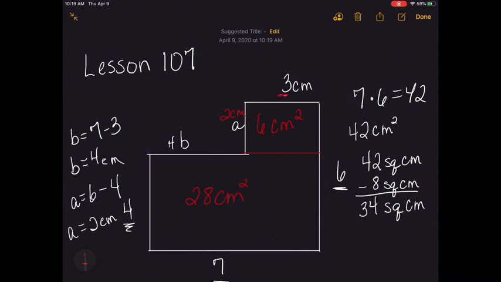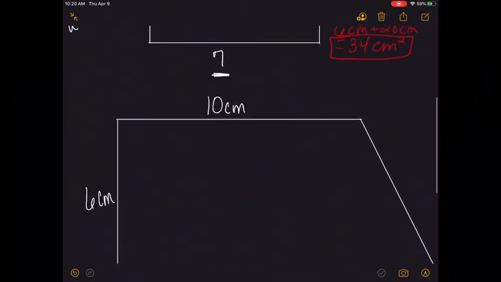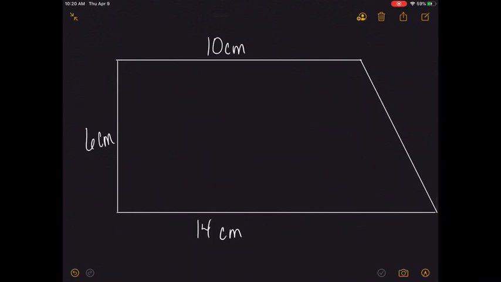And 8 plus 6 is 14, so we end up with the same total, 6 centimeters plus 28 centimeters squared equals 34 square centimeters. So we get the same answer either way. You just have to figure out a method that you are comfortable with. Both methods work.